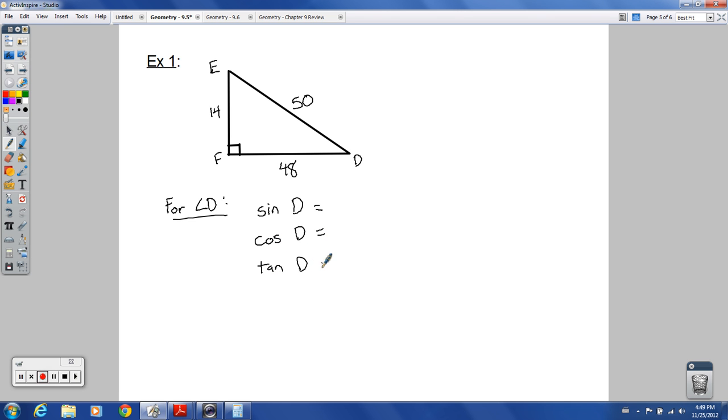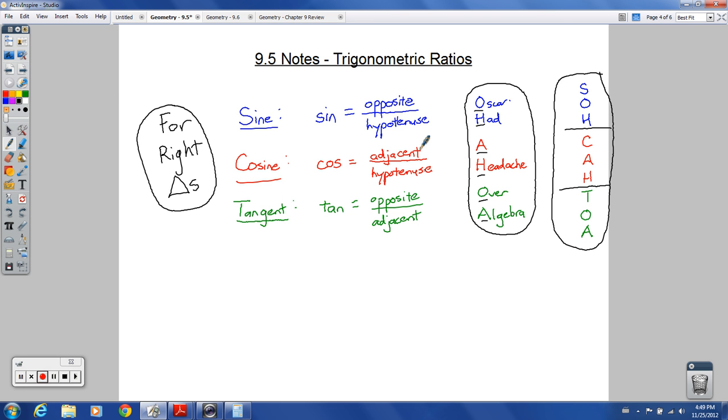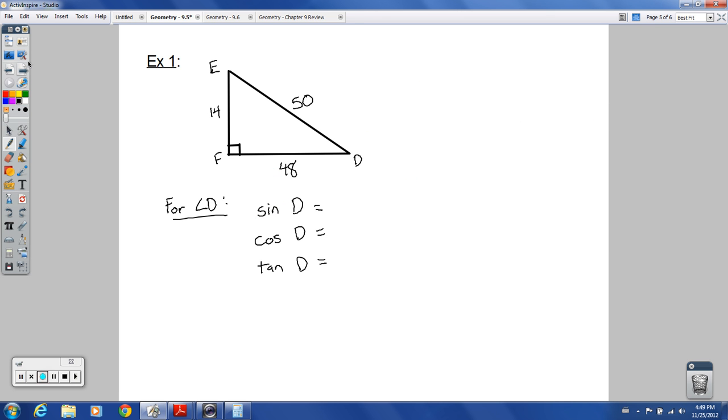It's actually quite easy. Remember, all that these things are just fractions. Sine, cosine, and tangent is just a certain ratio. It's just a certain fraction. This fraction is based on what you have here. So take a look at sine of D. So we had opposite over hypotenuse. Cosine is adjacent over hypotenuse. Tangent opposite over adjacent.